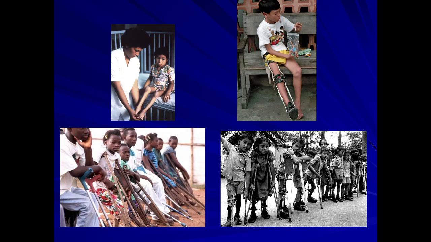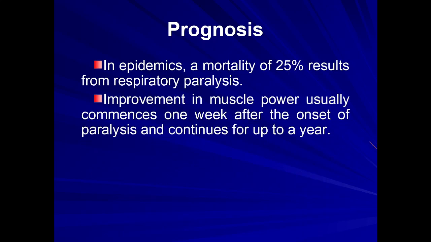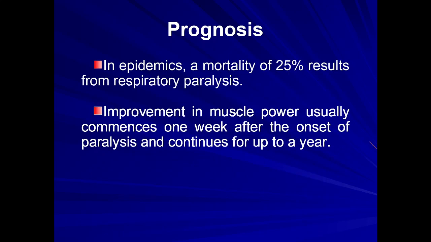Diagnosis includes clinical manifestation and CSF examination, which can be normal or show polymorphonuclear cells and lymphocytes, increased protein with normal glucose. Also serological tests and viral cultures from throat washings, stools, and CSF. Prognosis in epidemics is not very good. Improvement of muscle power usually commences 1 week after the onset of paralysis.